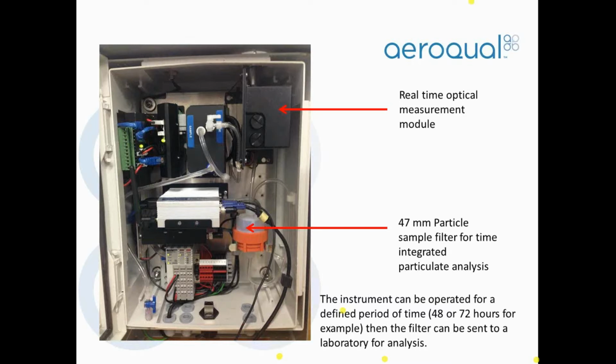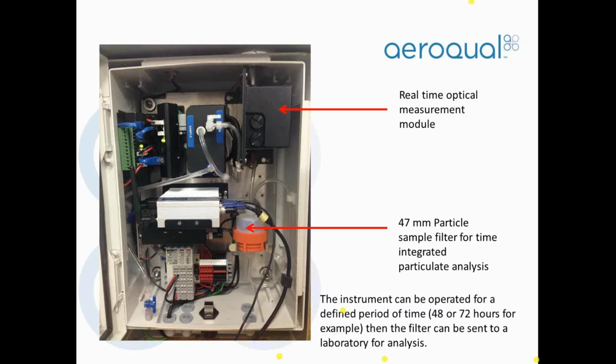some nephelometer instruments actually have sample filters built in. This is an example up here. In this example, the real-time optical measurement is made in the top right-hand corner of the instrument. So this is a nephelometer. The nephelometer provides the real-time fast response with all of its uncertainty or inaccuracy.